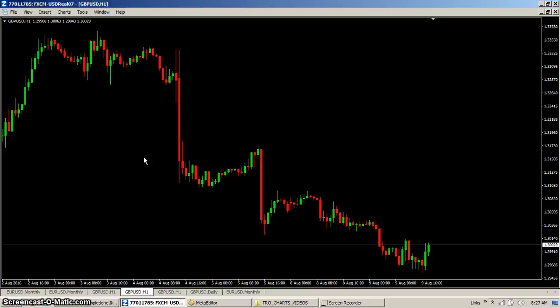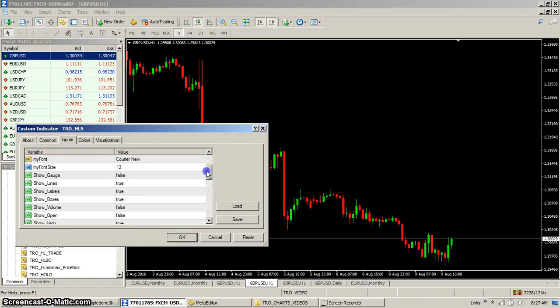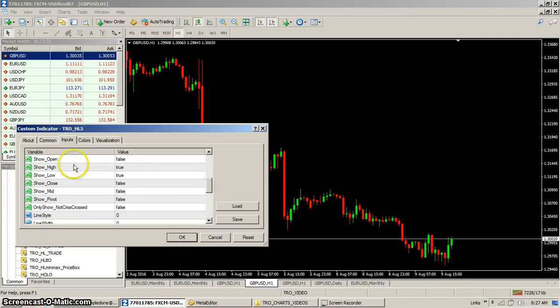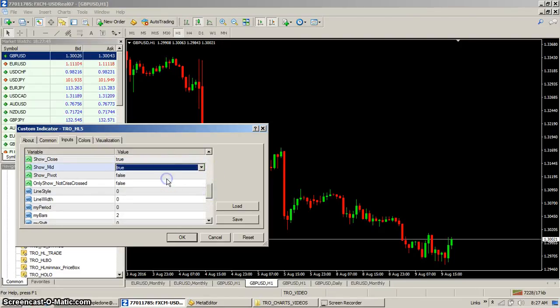Simple candle chart, and we see we've got the pound dollar. Well, let's add a simple indicator here, the TRO high low 5. And let's turn the gauge on. We've got the high, we've got the low. We can also show the open, and if we want to, we can also show the close. And just for good measure, we'll show the midpoint. And we might as well show the pivot too. Why not? Let's load up everything.